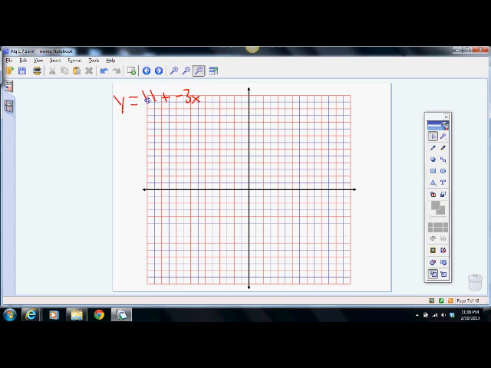Okay, so we have y equals 11 plus a negative 3x. Again, our slope-intercept here, our y-intercept is 11. So 2, 4, 6, 8, 10, 11. And our slope is a negative 3. So rise over run, I go down 3 and over 1. Draw a line through those 2 points.